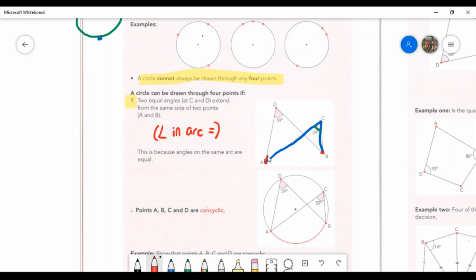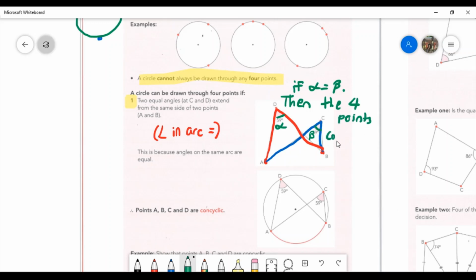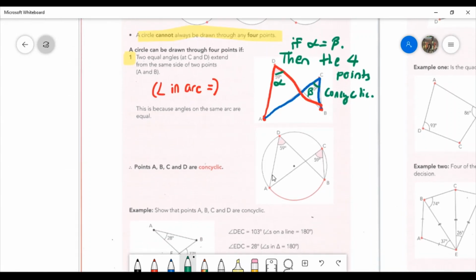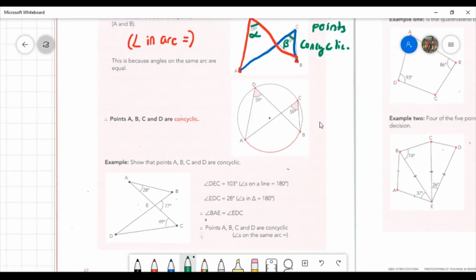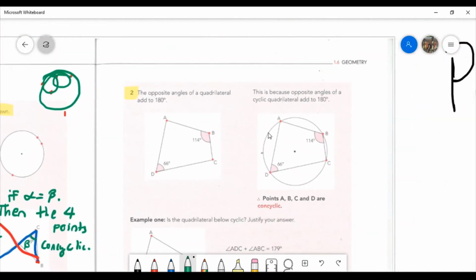So let's try that. I'll call this angle alpha, I'll call this angle beta. If alpha equals beta, then the 4 points are concyclic. So in this case, alpha is 59 degrees, beta is 59 degrees, so they indeed are concyclic. Right below is a picture showing an example of the circle you can make with those 4 points. We're going to be working through an example soon.